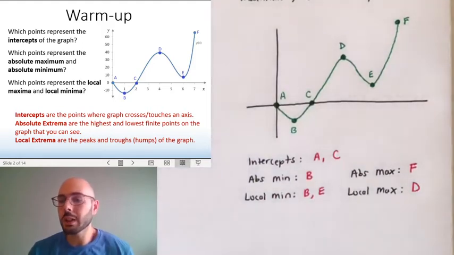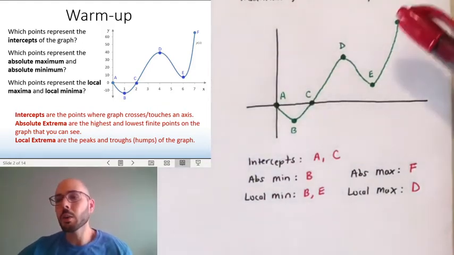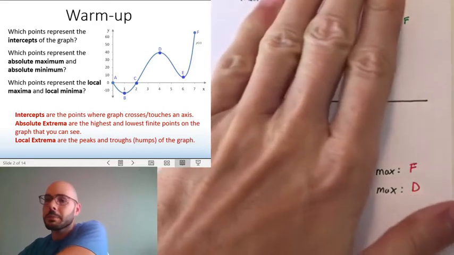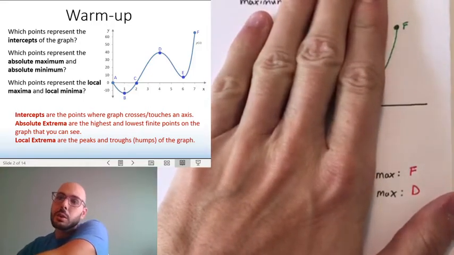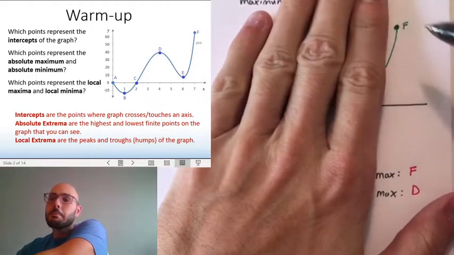So D is our only local maximum. Again, you might think, well, what about F? F, even if you cover up something nearby, F is still the highest point in a small area. And that's sort of true, but for local, we need it to be on both sides.